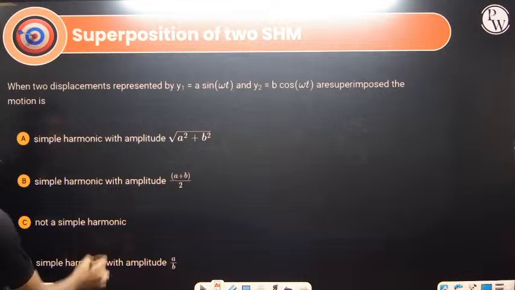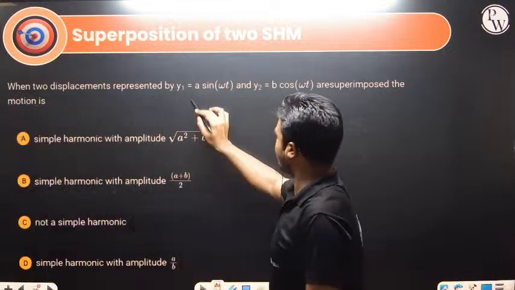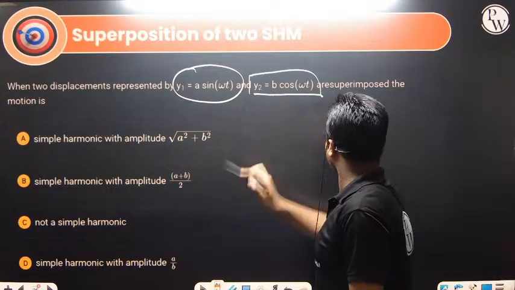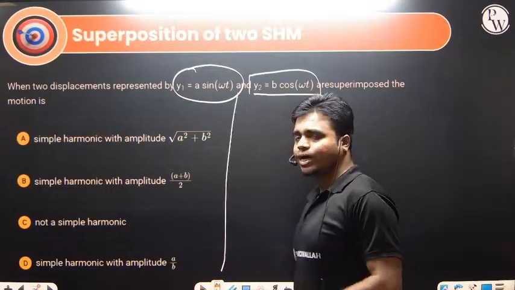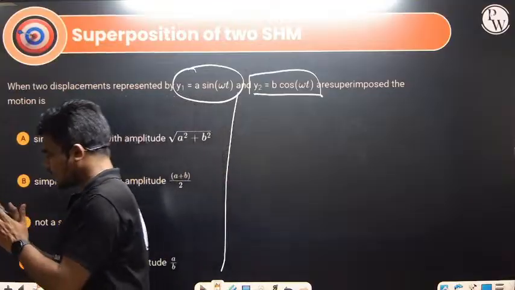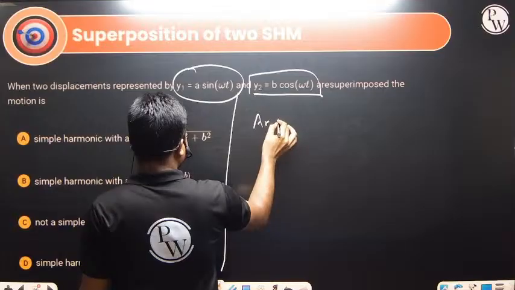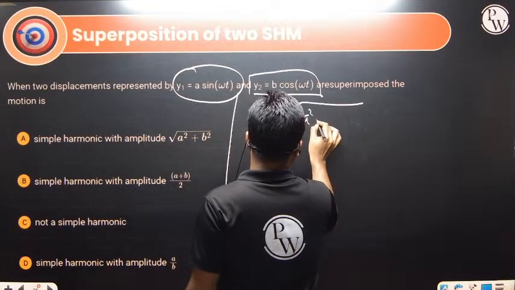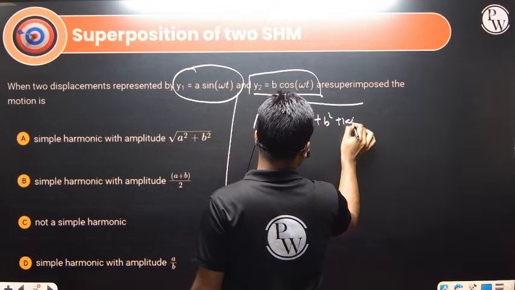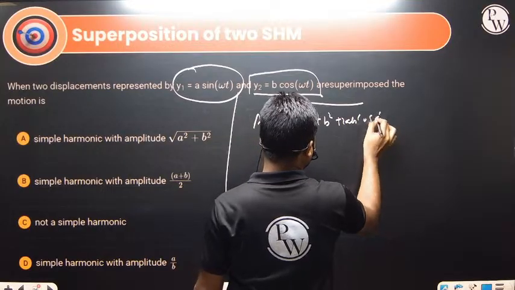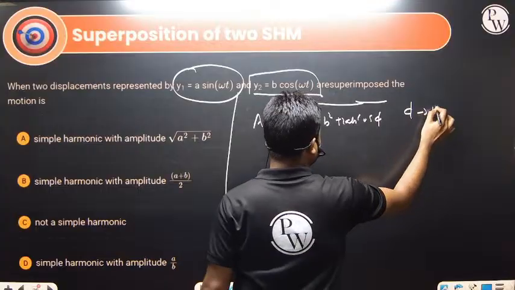So here we have two displacements represented by y1 equals a sin omega t, and the second is y2 equals b cos omega t. Whenever this type of question comes, we have to find the resultant amplitude. Remember this, you can note down the formula. The resultant amplitude is given by under root a square plus b square plus 2ab cos phi. What is phi? Phi is the phase difference.